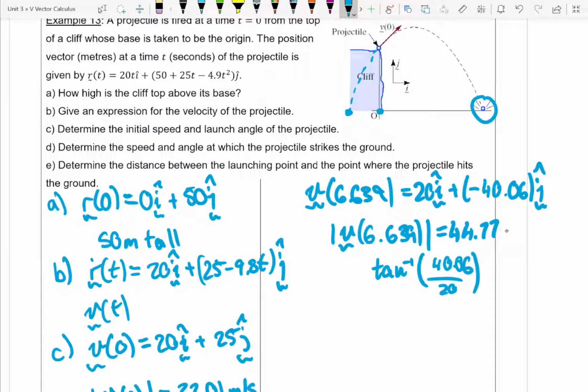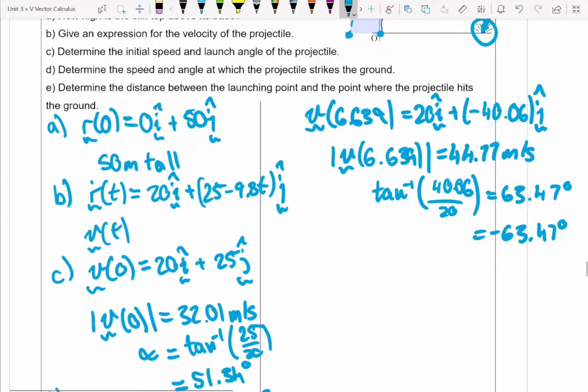So the values of these are 44.77 meters per second for the speed. Our angle is 63.47 degrees, but that would be the angle in the first quadrant. We're actually coming down. We're in the fourth quadrant there with positive x and negative y. So this is actually negative 63.47 degrees, an angle below the x-axis.